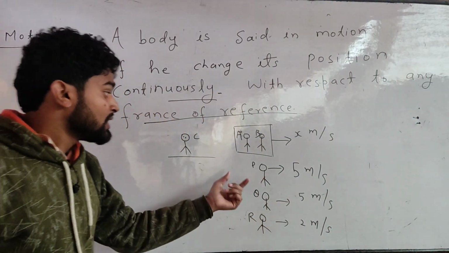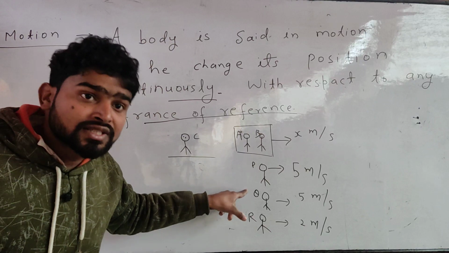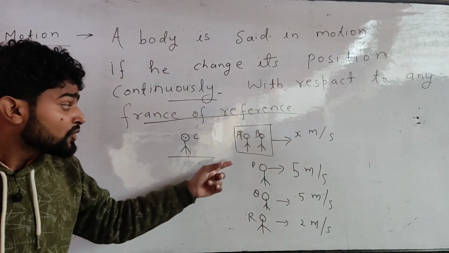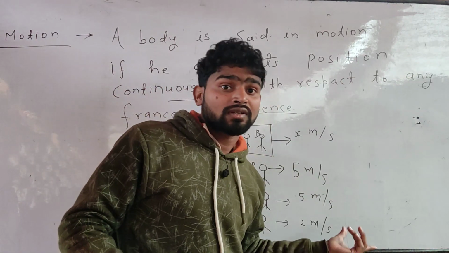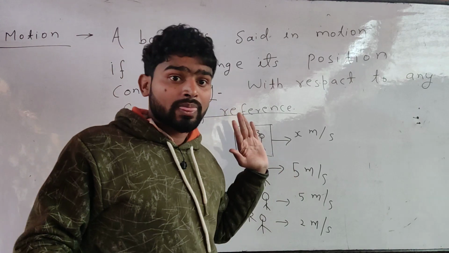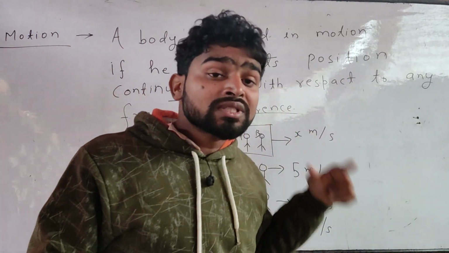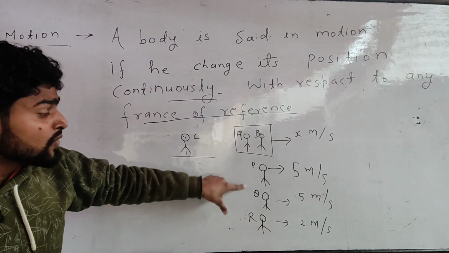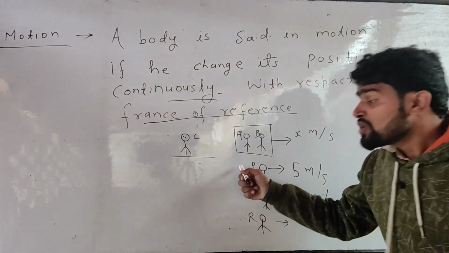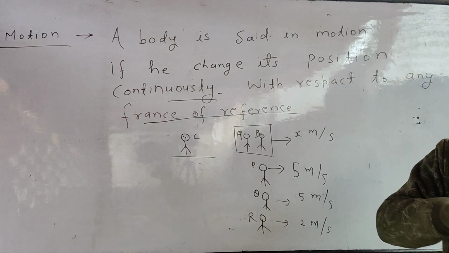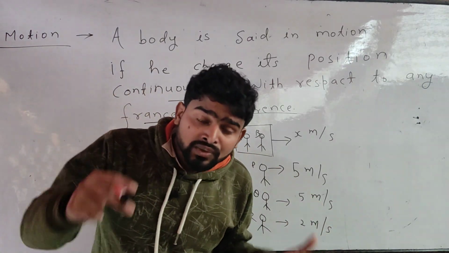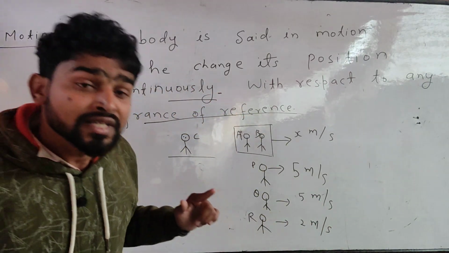For example, when you observe P and Q, both are at rest with respect to each other. But when you make the frame R, then both P and Q are in motion. P and Q both are at rest with respect to their own frame because their positions are not changing. But when you look at P and Q with respect to R, their position is changing continuously. So P and Q both are in motion with respect to R. It means a body can be at rest, and at the same time in motion, with respect to another frame of reference. Now let us understand what is rest.